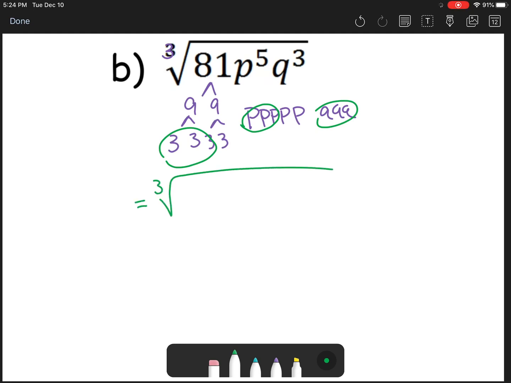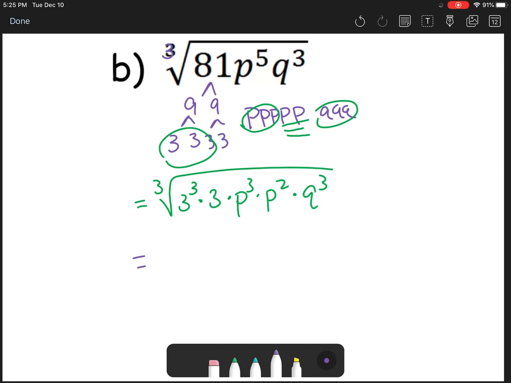So we could write this as the cubed root of 3 cubed times, I'm going to rewrite this, 3 cubed times 3 times p cubed times p squared, because there were 2 of those left over, times q cubed. And notice how there are no q's left over. And now we're going to simplify.